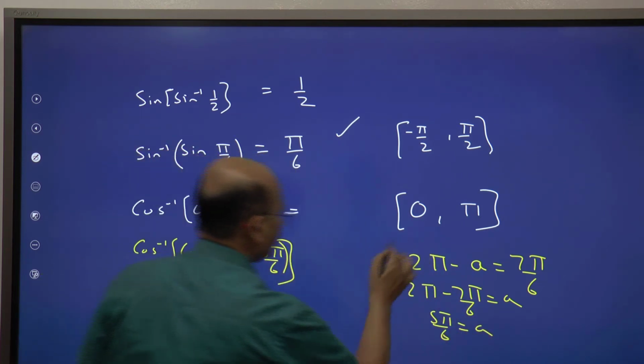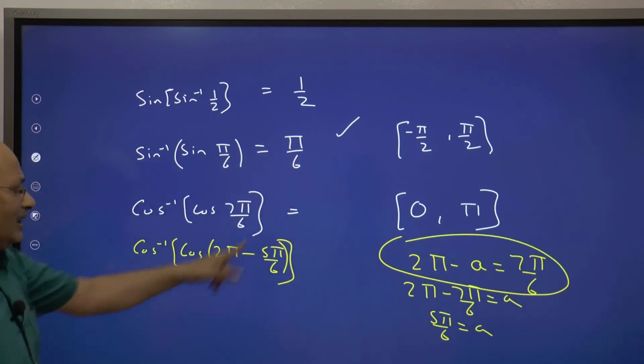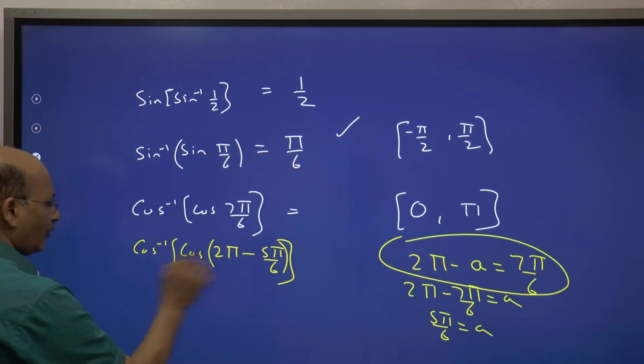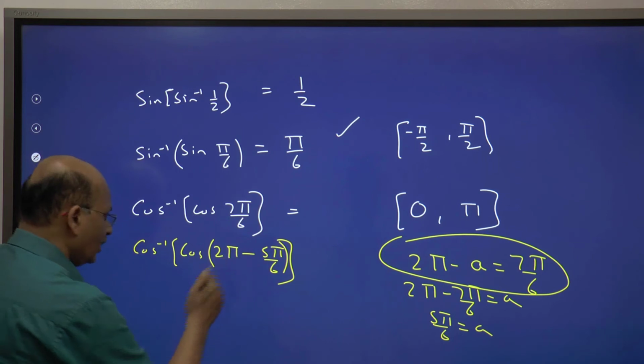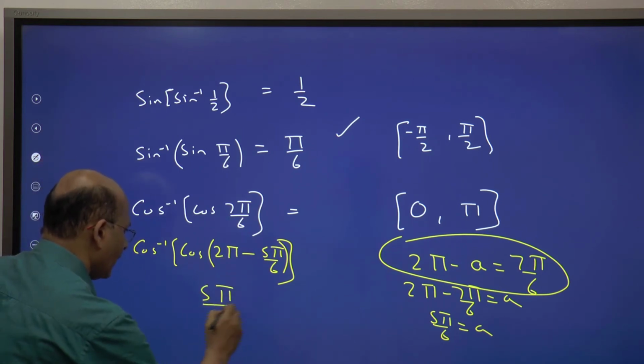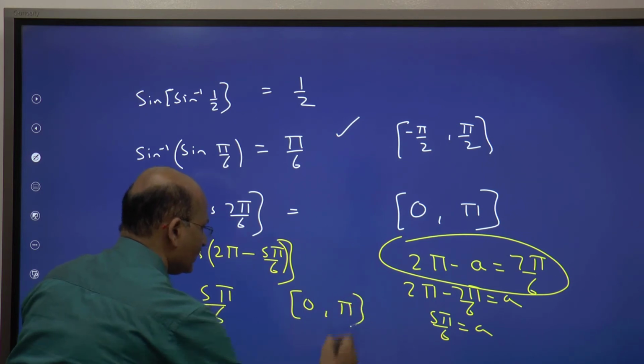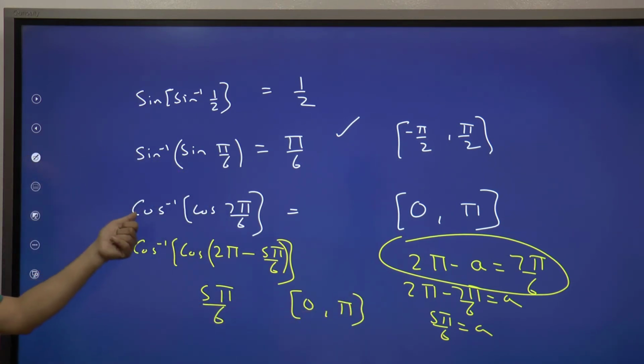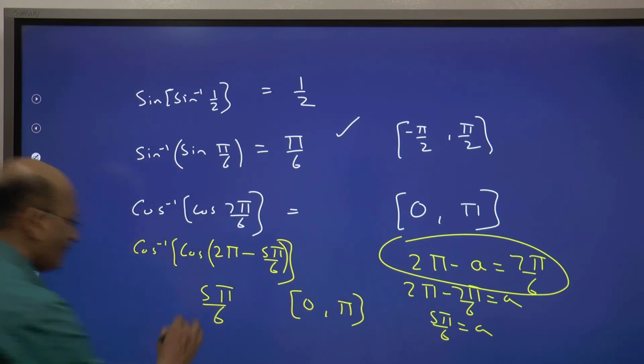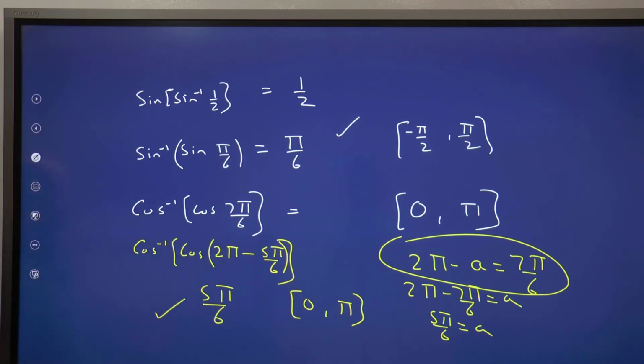So this part, that is 2 pi minus 5 pi by 6, I am writing here. Now cos inverse of cos becomes compatible. So what is it? 5 pi by 6, and 5 pi by 6 definitely falls in the principal value 0 to pi for the cos inverse ratio. That means my working is absolutely right. I hope you got this point, children.